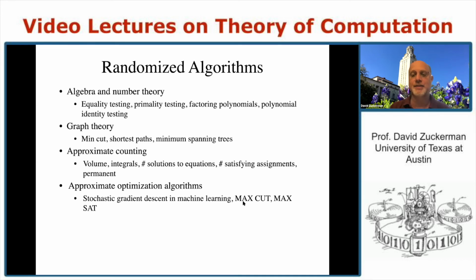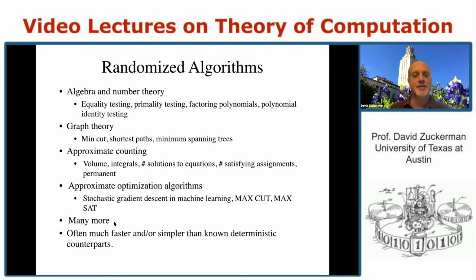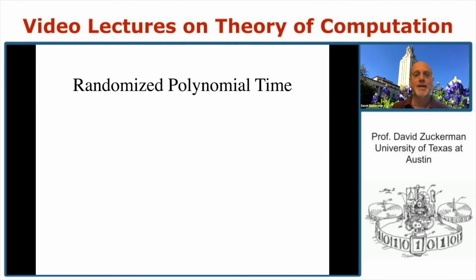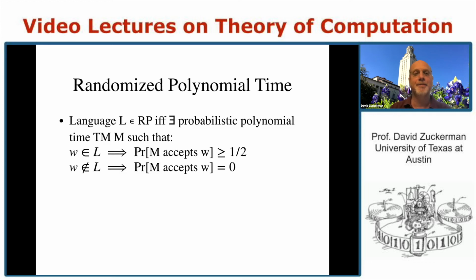combinatorial optimization algorithms such as max-cut or max-sat. And there are many more that I don't have time to describe. So these randomized algorithms are often much faster and simpler than known deterministic counterparts. So let's try to view them in a complexity theoretic framework. So let's discuss randomized polynomial time.